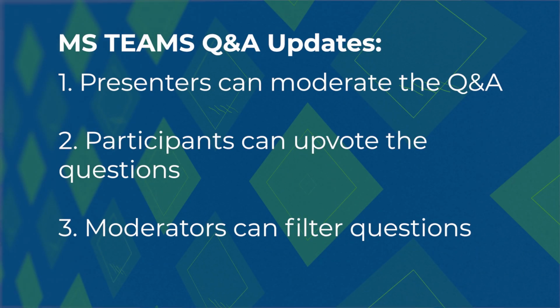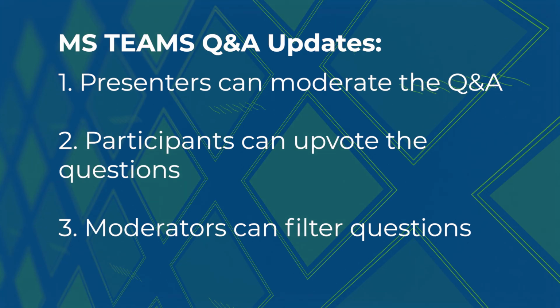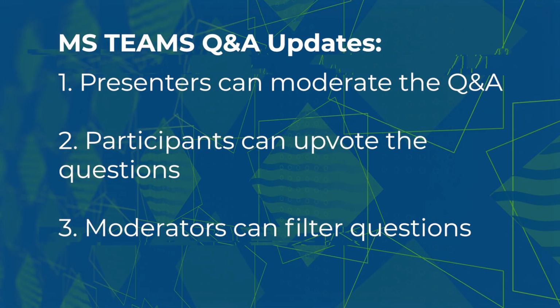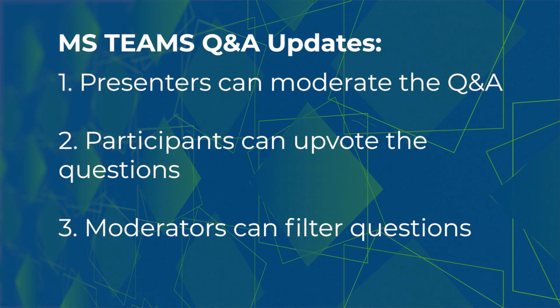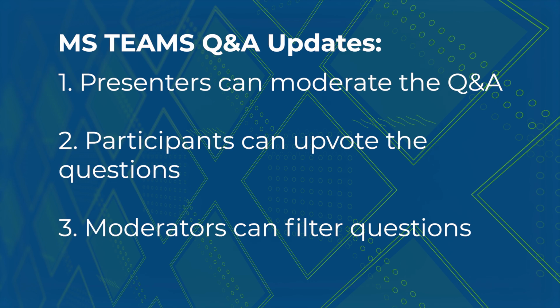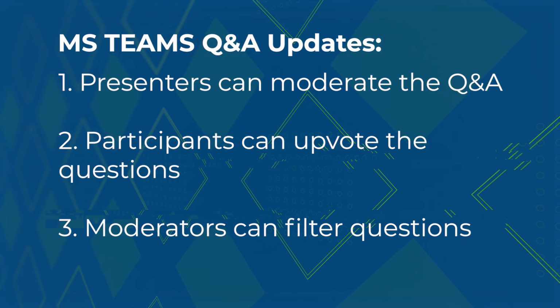So there are three major enhancements that happened this month with the Q&A feature. First, the presenters can moderate the Q&A and they can publish the questions. For the participants, since they can see the questions, they can upvote the questions, which means you can quickly be able to see what the most important questions are that need to be answered.